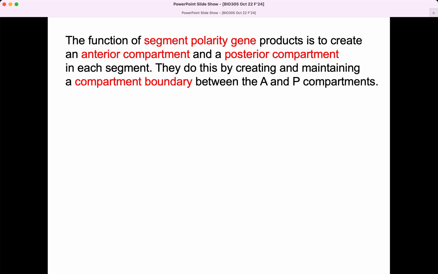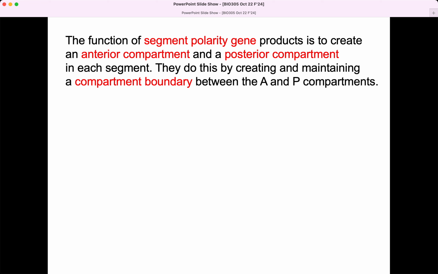All right, so the function of these segment polarity genes is to create an anterior compartment and a posterior compartment in each segment. So a population of cells that are going to be anterior team, they're holding hands with elbow macaroni, and a set of cells in the posterior compartment that are holding hands with shell macaroni noodles. Different cell adhesion molecules, the teams stay separated, they don't mix, and they create, as a result, an individual population, an individual line down the middle. They do this by creating this parasegment boundary, or more appropriately called these days, compartment boundary.